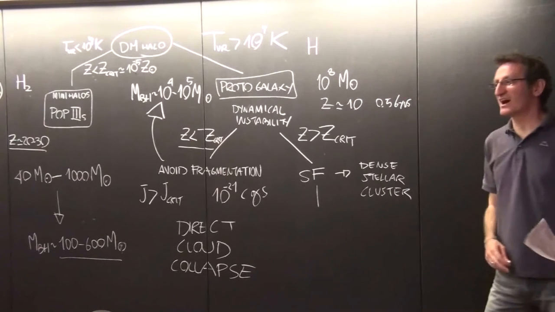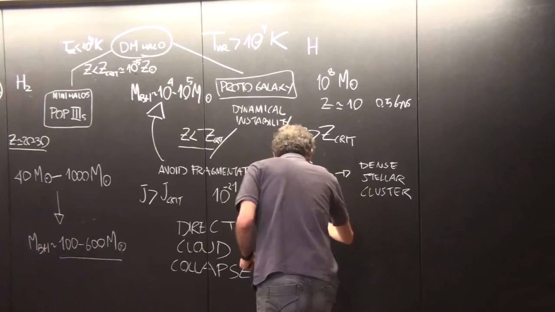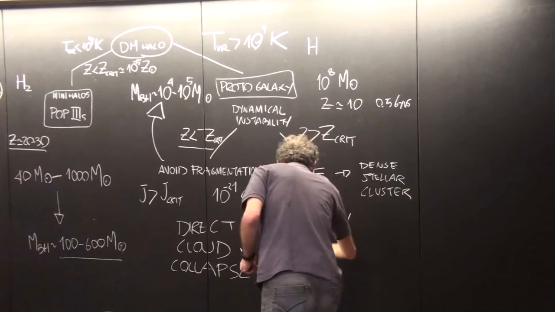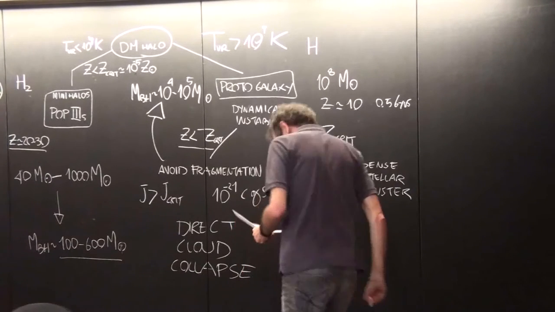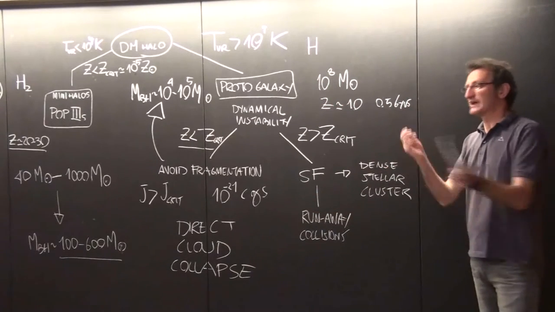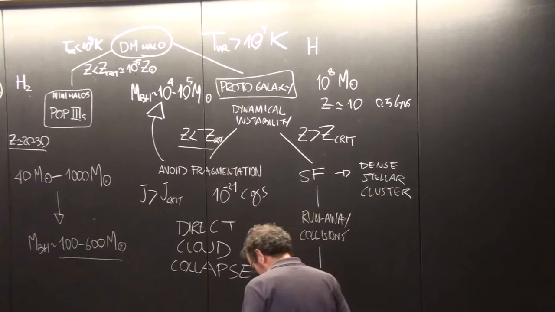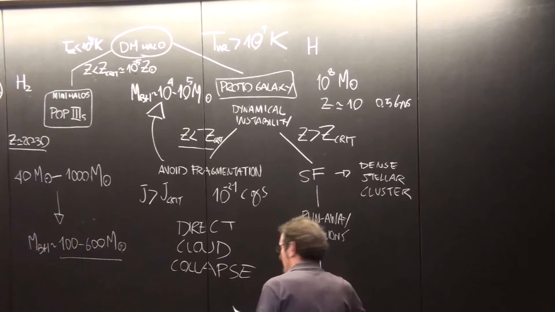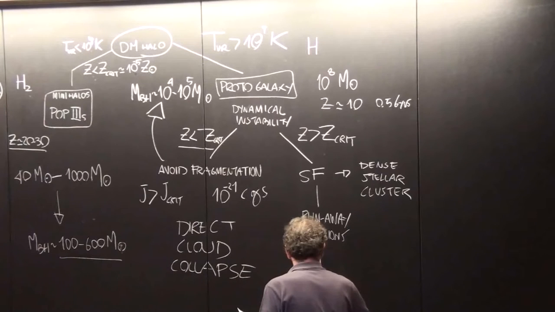Dense cluster, then you have phenomena called runaway collisions. Okay, and you have the formation, with this process, of a black hole. And the typical mass of the black hole forming through this channel, as I found, is about 10^3 solar masses. Am I correct? It depends on exactly what type of cluster you're looking at.